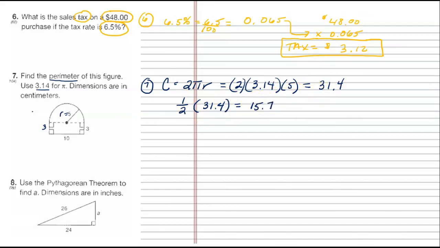15.7. So that means that, oh, I lost. Why do I keep losing? This right here is 15.7.